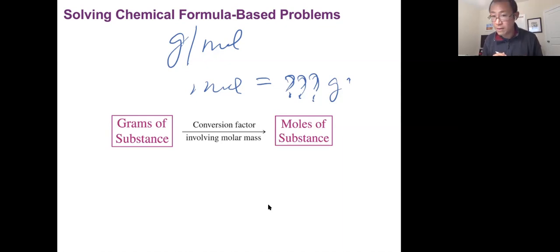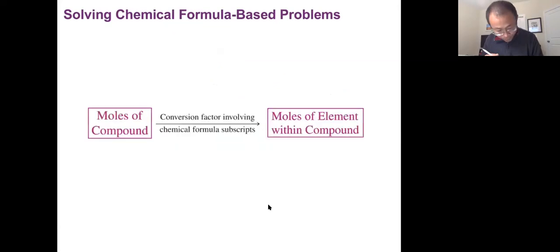Numerically equal. Keep in mind, formula mass or atomic mass have no unit, but molar mass has a unit, grams per mole. You got the grams per mole from these two numbers, but keep in mind the units are different. We only say they're numerically equal.